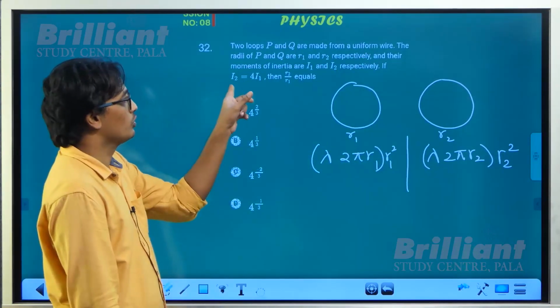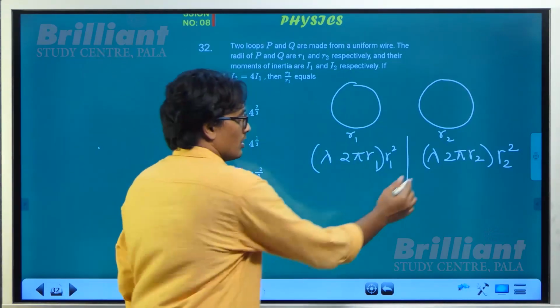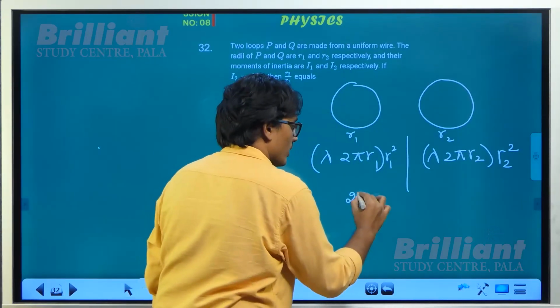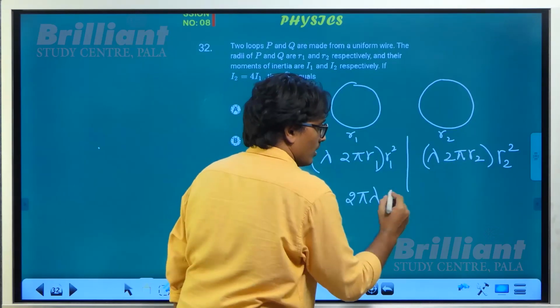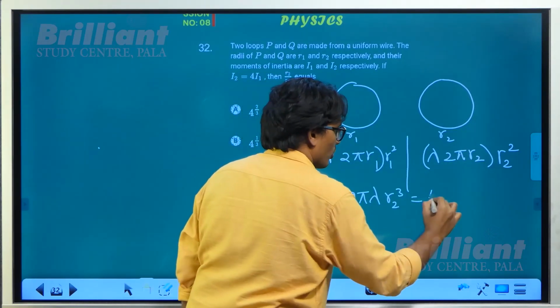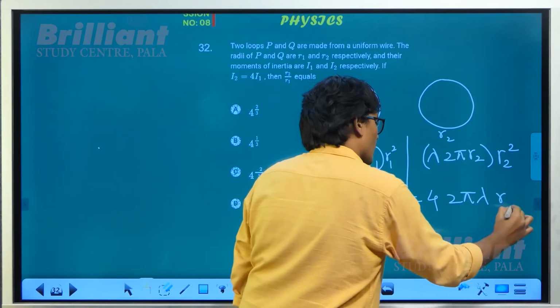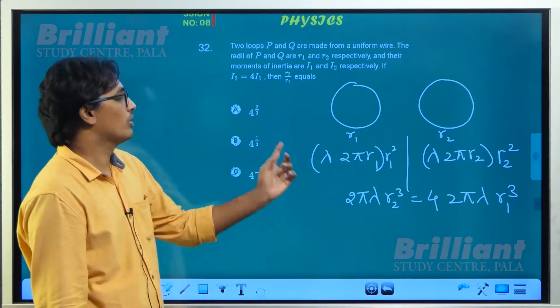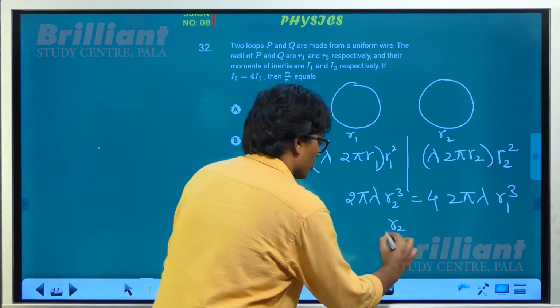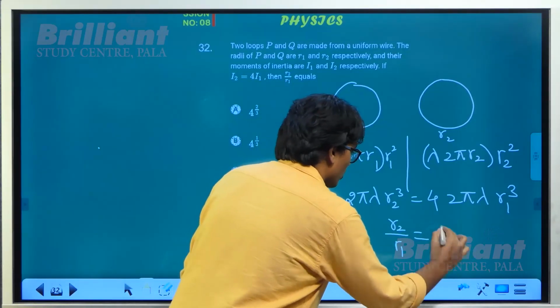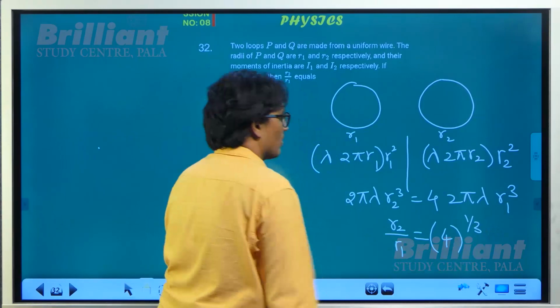They have said I2 is 4 I1. So 2 pi lambda R2 cube is 4 times 2 pi lambda R1 cube. They want R2 by R1. So R2 by R1 comes out to be 4 to the power of 1 by 3.